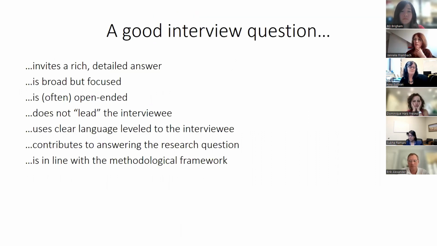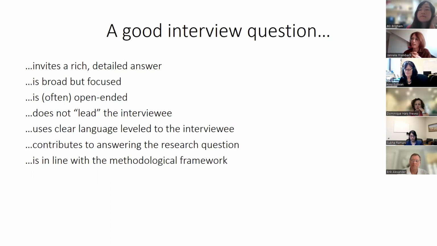So asking a question: a good interview question invites a rich, detailed answer, is broad but focused, often open-ended. It's not to say that closed-ended questions are forbidden, but often they are then followed by a prompt that invites the interviewee to elaborate more. So it does not lead the interviewee. You're not going to ask, "From other people, I heard that so and so and so and so. What do you think about that?" It's more about asking openly before leading them into how others might think about something.